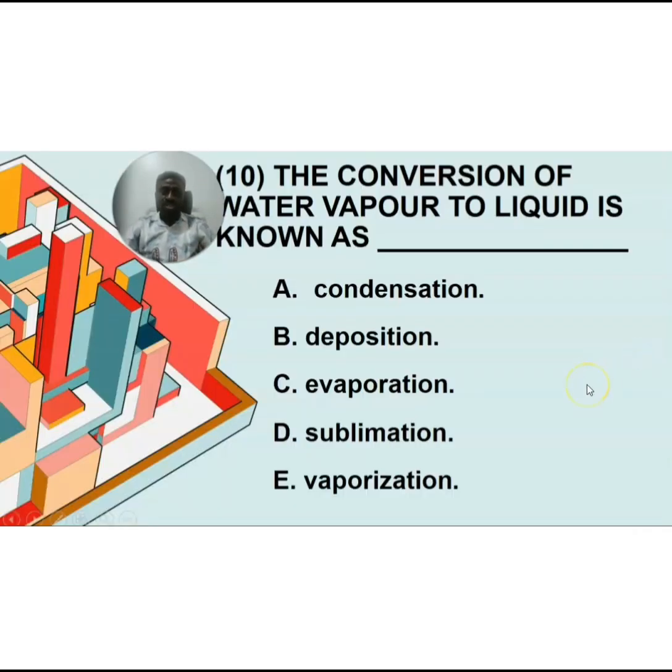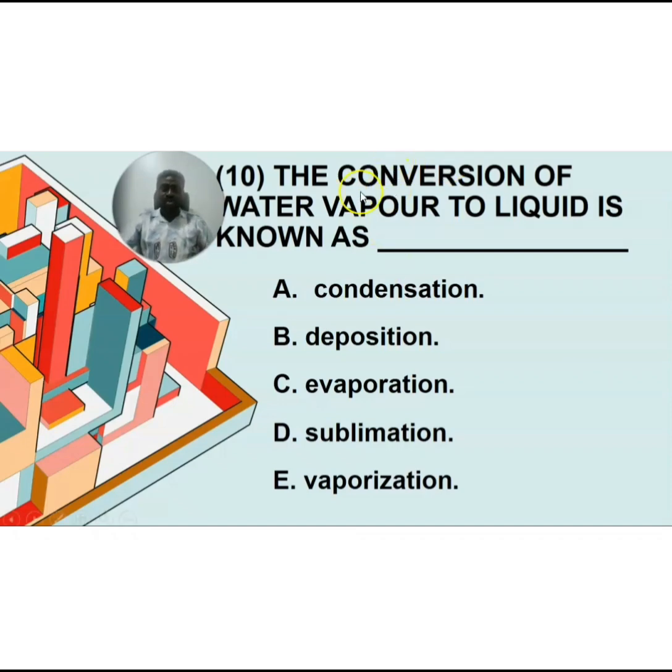Okay, the conversion of water vapor to liquid is known as dash. A. Condensation, B. Deposition, C. Evaporation, D. Sublimation, and E. Vaporization. So which is the correct option that best describes this process, the conversion of water vapor to liquid, that is changing water vapor into liquid form, is known as dash.